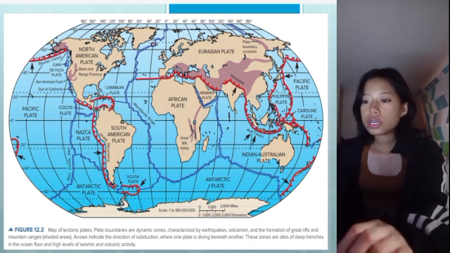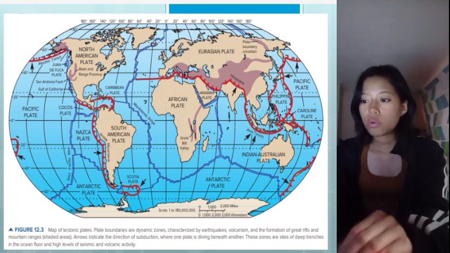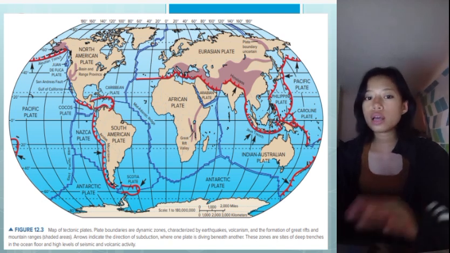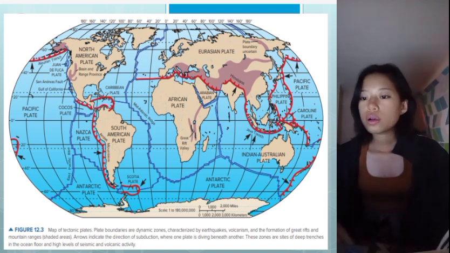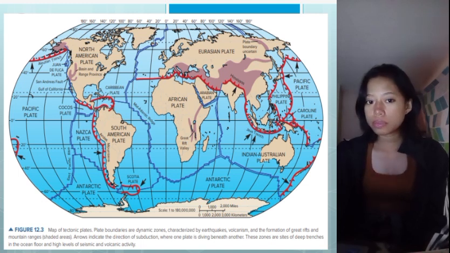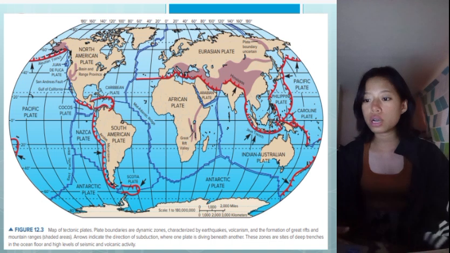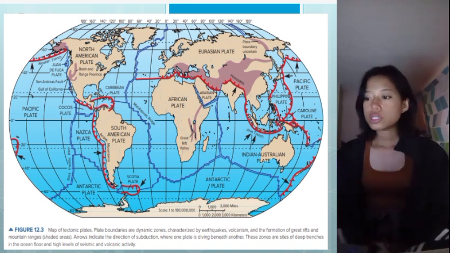So, the arrows nag-indicate ni siya sa direction of subduction, where one plate is diving beneath another. So, ganyan na siya. Muna siya makita diri ang arrows, where is the direction of the subduction. So, that is the subduction, that the one plate is diving beneath another.